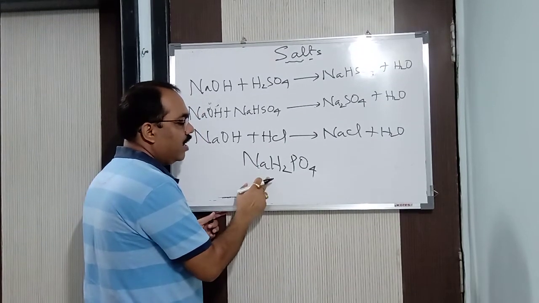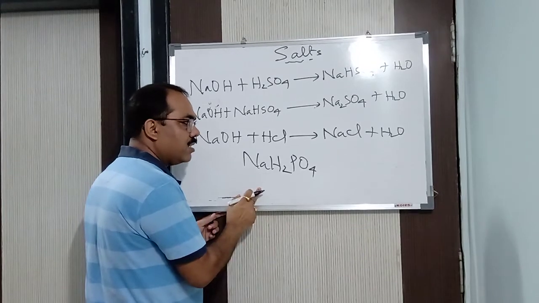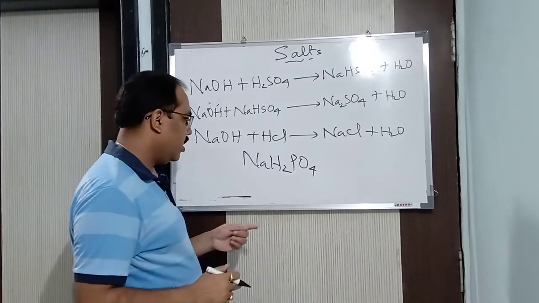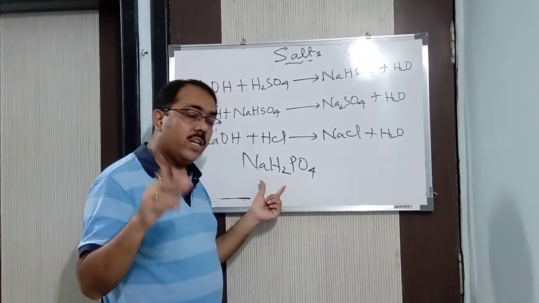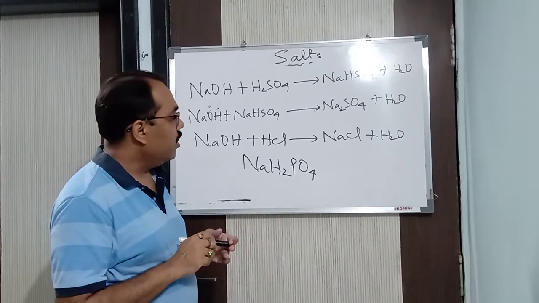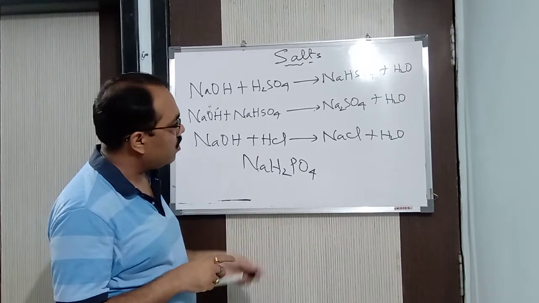Clear? And if I say Na3PO4, then what is that? It is nothing but sodium phosphate. Na2HPO4 is your sodium biphosphate. It will be clear. Fine. So in this way, this is about an acid salt and a normal salt.